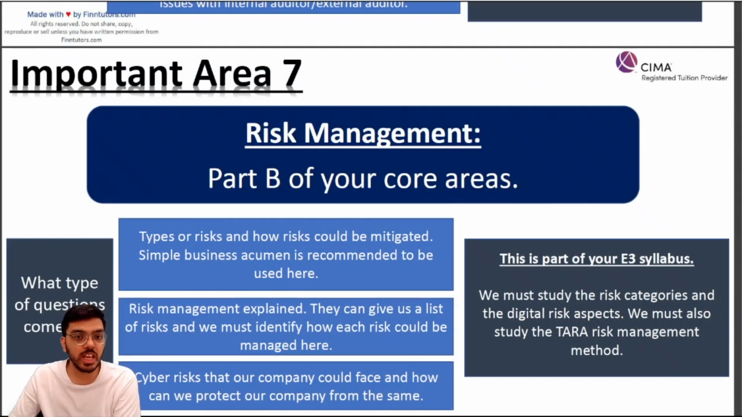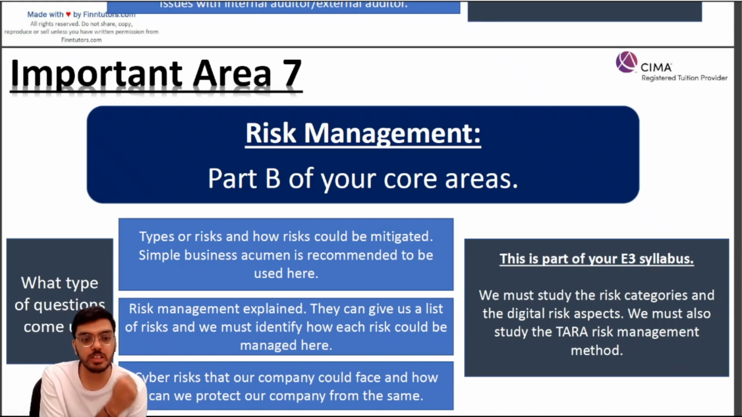Topic number 7 is risk management. This is part B of your core areas. So risk management, again, a question or a subtask that does often come up. So what type of questions come up? They can give you a business scenario and ask you the types of risks that you see or can arise for my business. How can this risk be mitigated? How do you manage that risk?